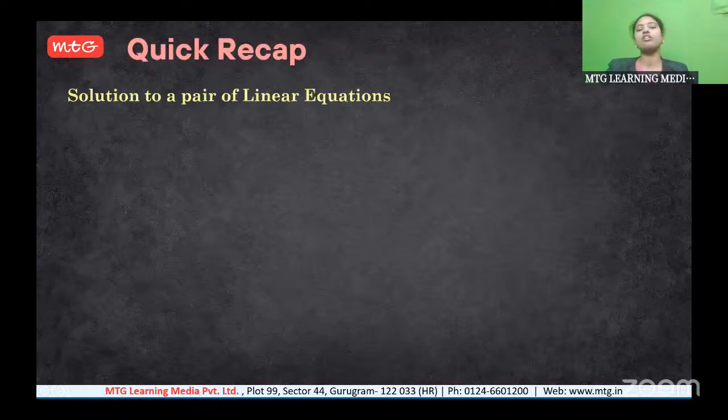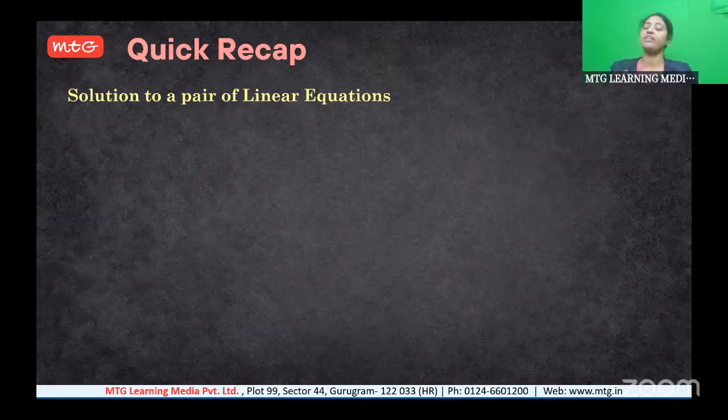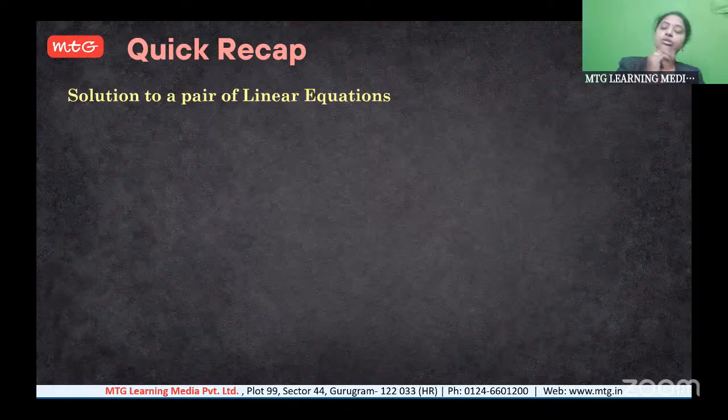So here we have the solution of a pair of linear equations. What is this? Just now I have been telling. When you have two linear equations, there should be a common point, or there should be a value of x and y which satisfies both the equations. Such a value of x and y is said to be a solution of this pair of linear equations.